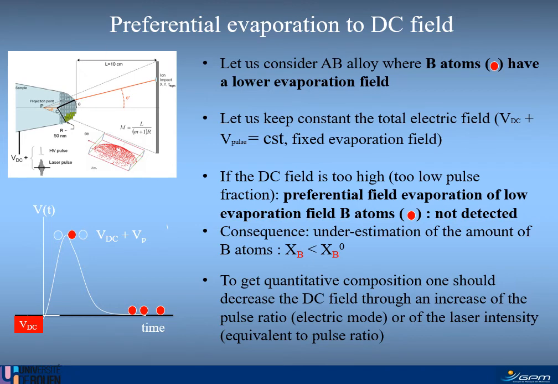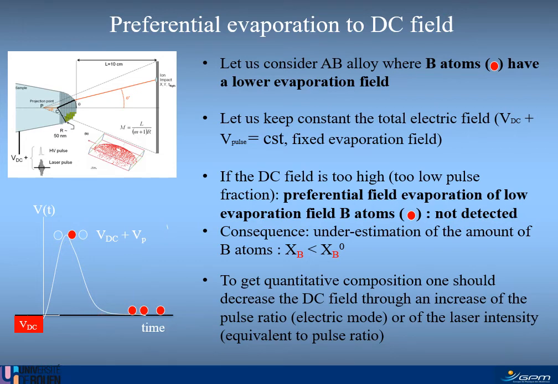So what is the problem? If the DC field is too high, I mean the DC voltage, that means that you will have a too low pulse fraction. Of course, the pulse height will be smaller if you've got a VDC that is larger.